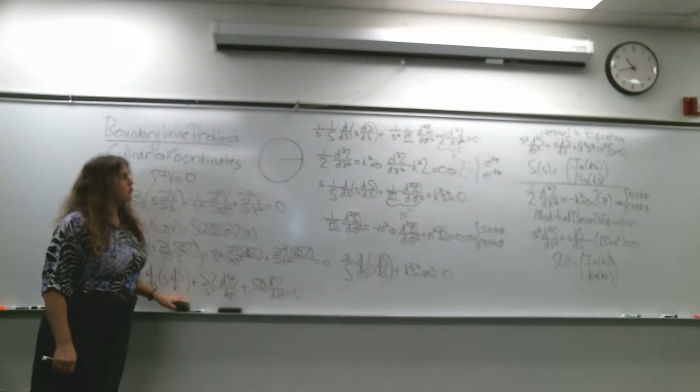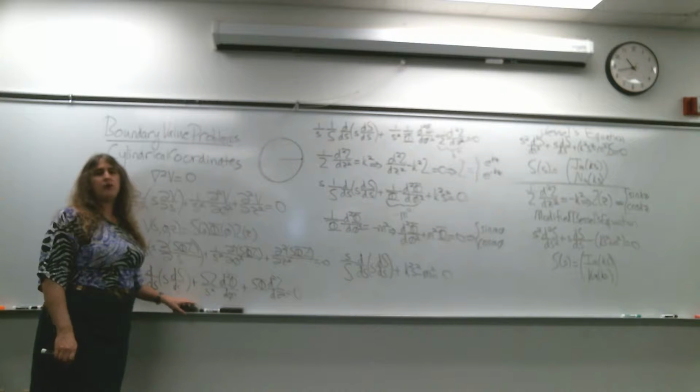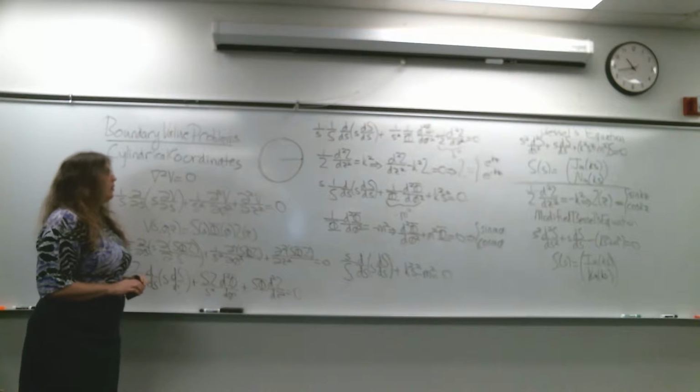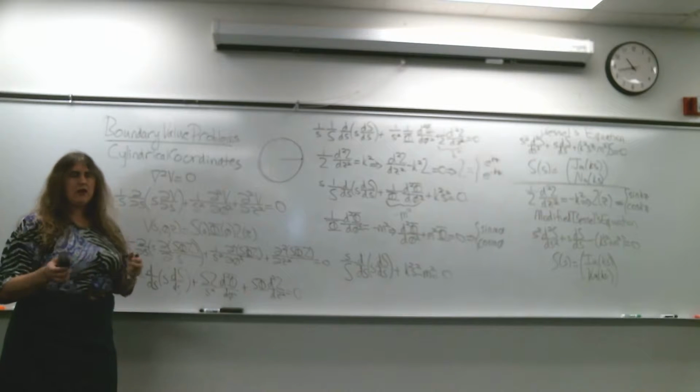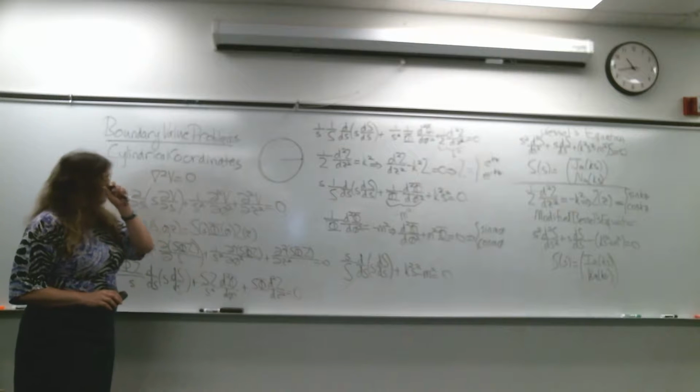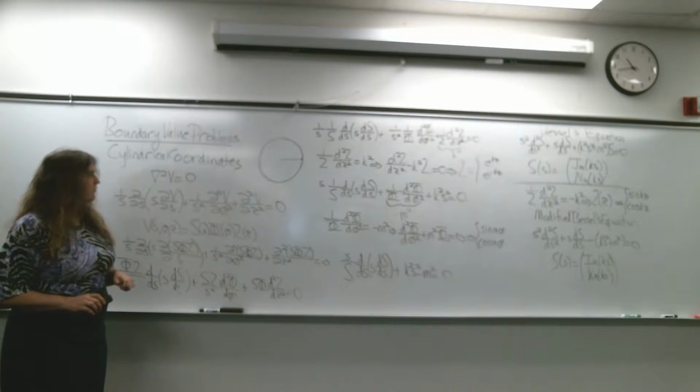But after that brief digression, I'm going to go ahead and return our focus to very long pipes. And dealing with very long pipes means that we're going to ignore the endpoint effects, and that means we're going to ignore z dependence. So I'm going to erase most of the stuff to give myself some room.